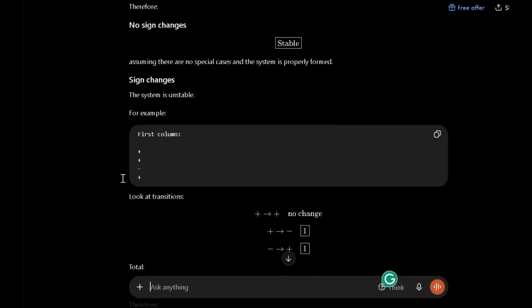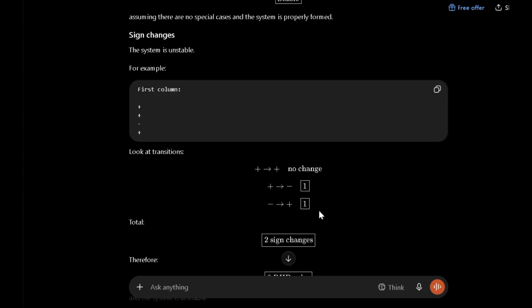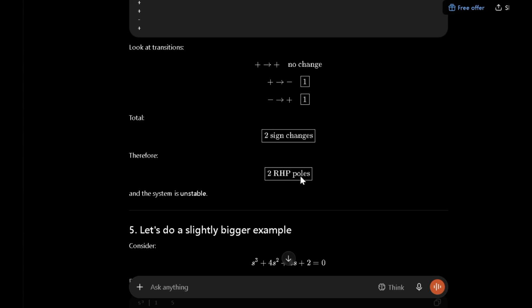For example, first row, first column, we get the same values. If one is a negative value, look at the transitions. So look at these: first plus, no change. Plus to minus, there is a change. Minus to plus, there is a change. So two changes, that means two right half plane roots. We only discussed that right half plane roots mean the system is unstable.